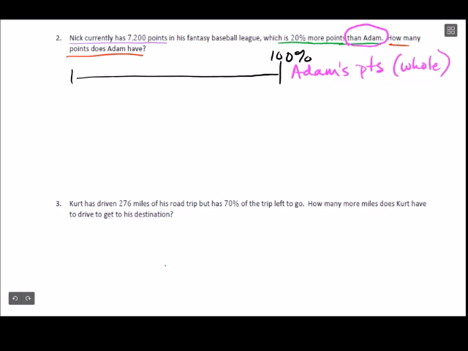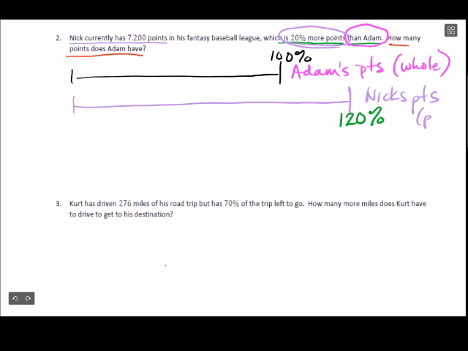Now let's look at Nick. What do we know about Nick's points? We know that Nick has 7,200 points, and that is 20% more than Adam. So this time our number line is going to be longer than our 100%, and this is going to be 120%, 20% more than Adam. And we are going to label this as Nick's points. Nick's points is our part. And we know that Nick has 7,200 points.